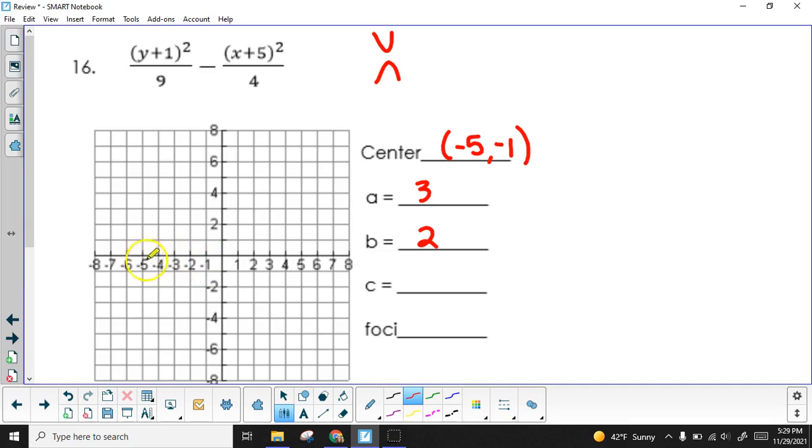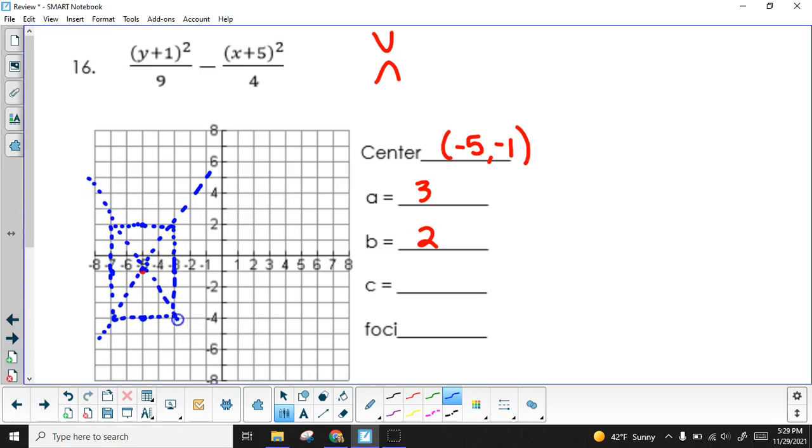Our center is at -5, -1. Number under the y tells us we're going to move up 3 and down 3. Number underneath the x tells us we're going to go left 2 and right 2. And then we're going to make our box, or our rectangle, just by moving straight across, straight up and down. And then draw in the diagonals for this rectangle.